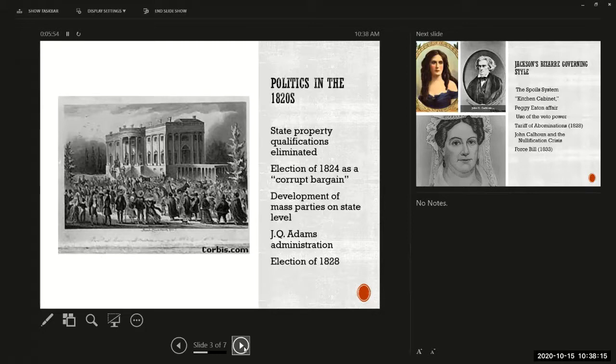Now, Jackson felt very angry about this. He had had the plurality of the votes. He had the most popular votes. He had the most electoral votes, although not an electoral vote majority. And so he called this a corrupt bargain.